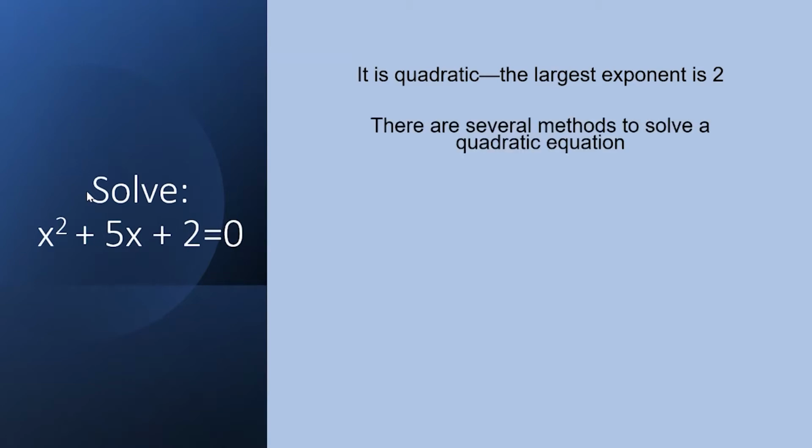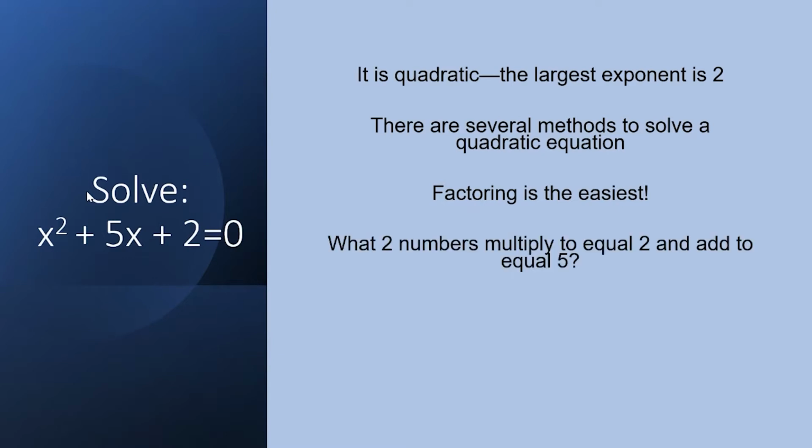There are several methods that we have learned to solve a quadratic equation. Factoring is the easiest method, so we should always start with it first. If this equation is factorable, then we will be able to find two numbers that multiply to equal 2 and add to equal 5. Upon reflection, I recognize that there aren't two numbers that multiply to equal 2 and add to equal 5. So this equation is not factorable.